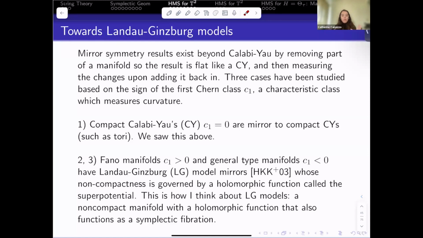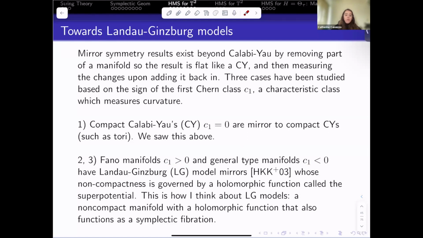So in total, in mirror symmetry, there are actually 3 situations that have been studied. The first one was Calabi-Yau. The 3 cases are based on the first Chern class, which is a measure of curvature. Compact Calabi-Yaus, that's when this is 0, are mirror to compact Calabi-Yaus. This was the original motivation from string theory, where you have a string moving around in a compact 6-dimensional Calabi-Yau. If you have positive curvature, that's called a Fano manifold, and everything else, general type manifolds, includes those where the curvature is negative. Then the mirror is a Landau-Ginzburg model. In particular, it's non-compact. So a compact Calabi-Yau is mirrored to a compact Calabi-Yau. If you're in positive or negative curvature, the mirror is not compact.